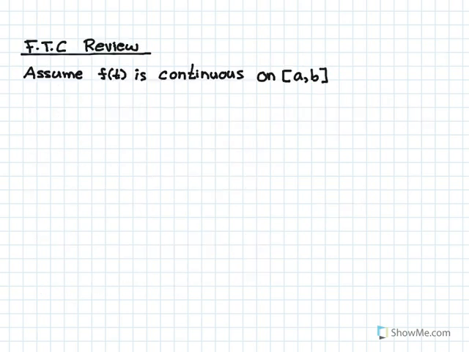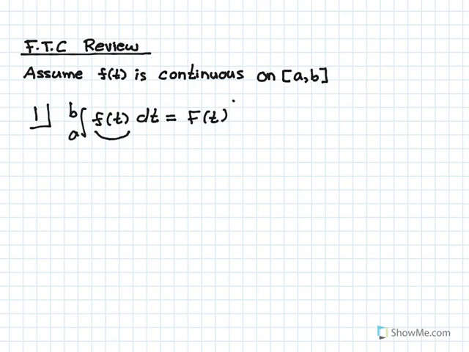All right, let's do a bit of review. Assume that f of t is continuous on a closed interval [a, b]. Number 1, the integral from a to b of f of t dt. This is the fundamental theorem of calculus. This is going to be capital F of t, the antiderivative of f of t, evaluated from a to b. That's equal to F of b minus F of a, the antiderivative at b minus the antiderivative at a.